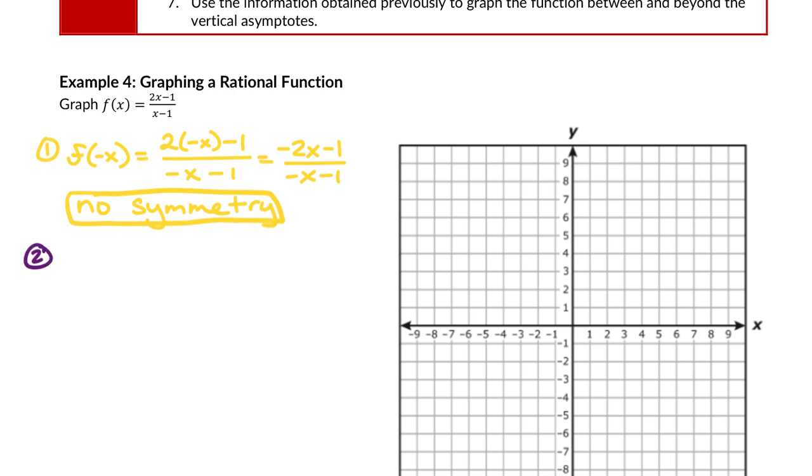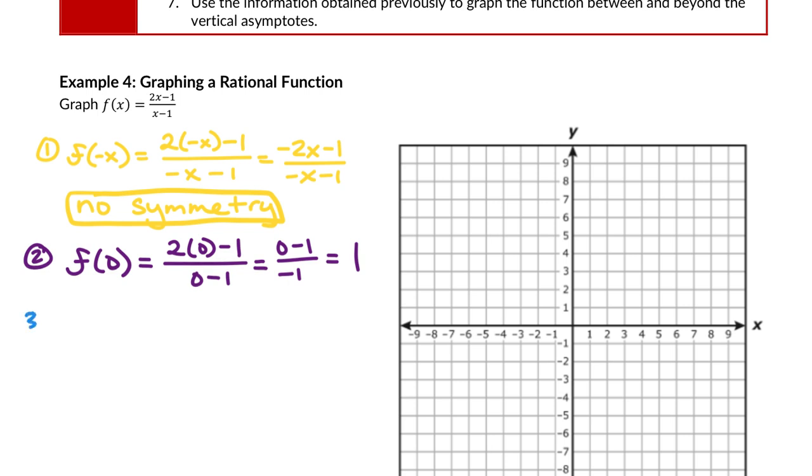We're going to find the y-intercept by doing f of 0. F of 0 means plug 0 into the function. So this is going to be 2 times 0 minus 1 over 0 minus 1. Well, 2 times 0 is 0. 0 minus 1 is negative 1. I have negative 1 over negative 1, which is what? 1. So my y-intercept is 1.